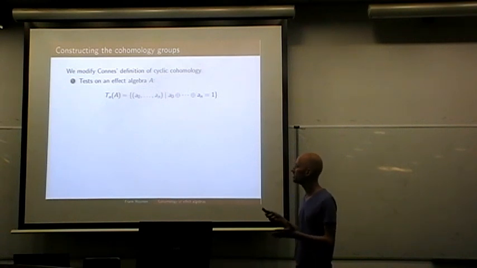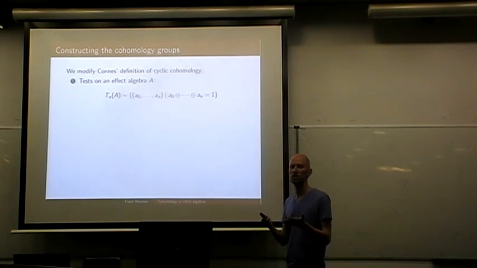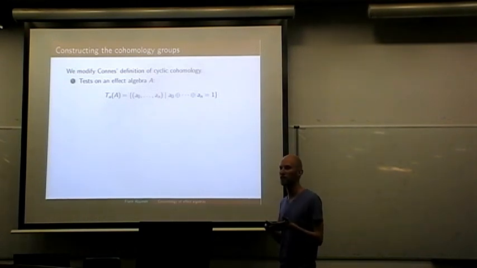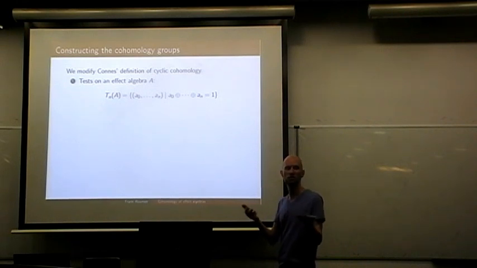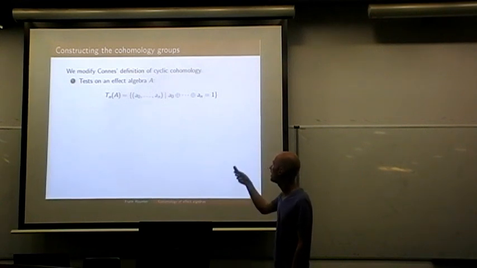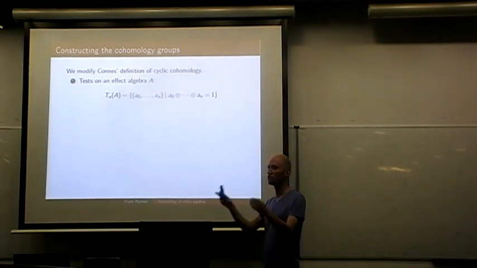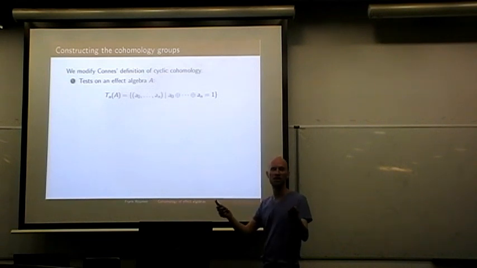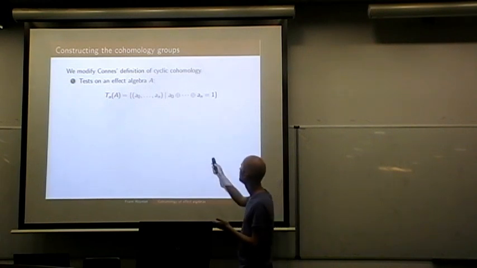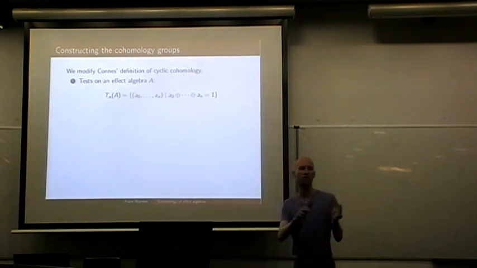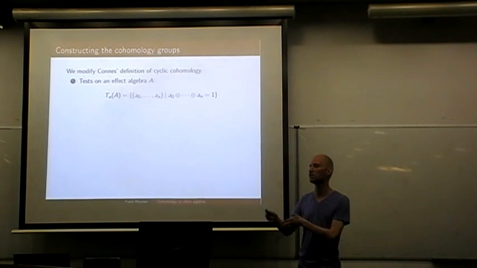Our definition is based on the cyclic cohomology by Alain Connes. Originally this was defined for ordinary algebras, but we will do it for effect algebras. And it will turn out that this variation of cyclic cohomology is one of the best suited definitions for effect algebras. So first we take a look at a test on an effect algebra. A test is a sequence of elements whose sum is defined and equal to 1. You can think of this as a measurement with, in this case, n plus 1 possible outcomes. Each of the numbers represents one of the outcomes, and they are mutually exclusive because they sum to 1.